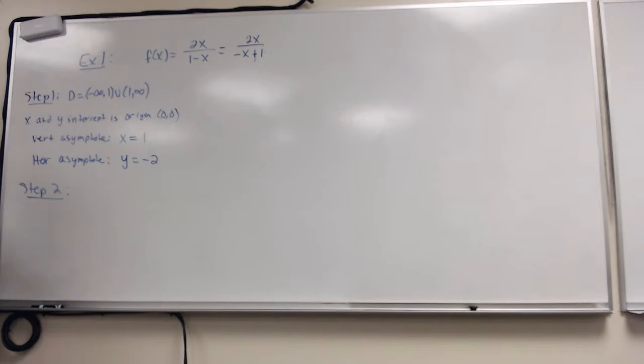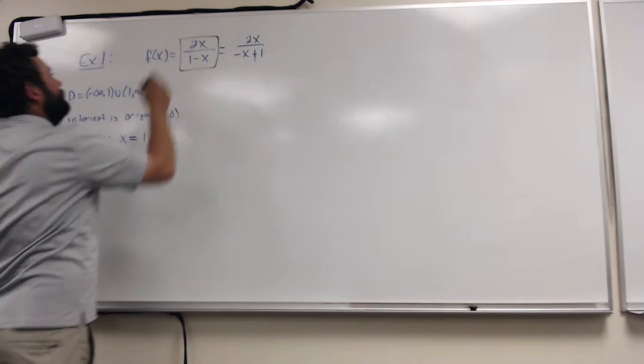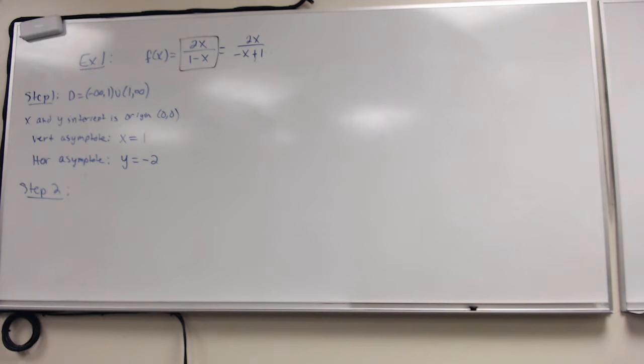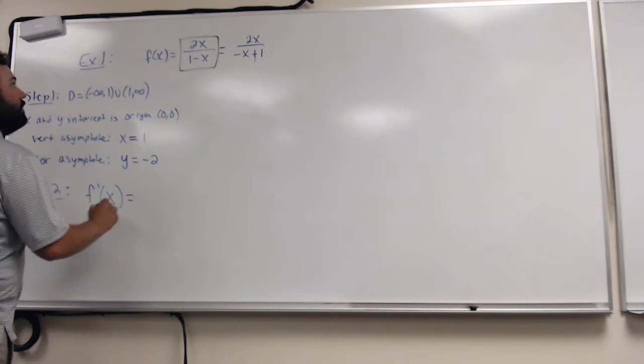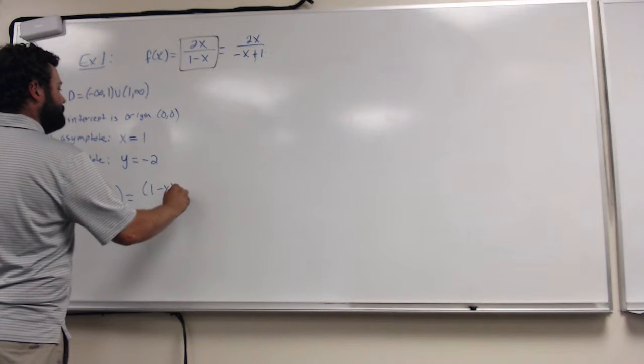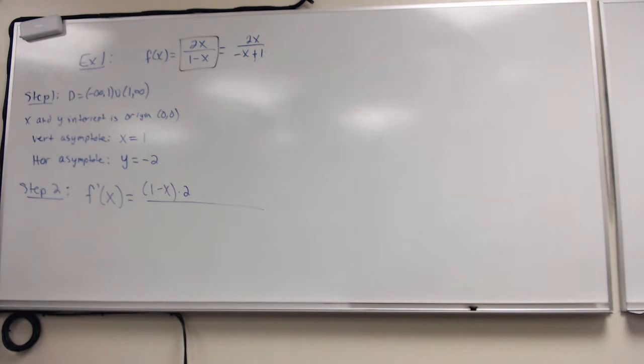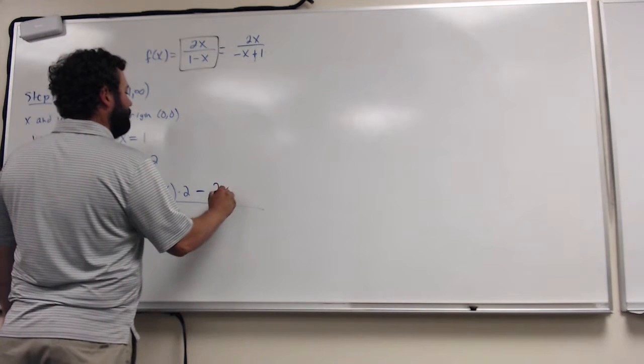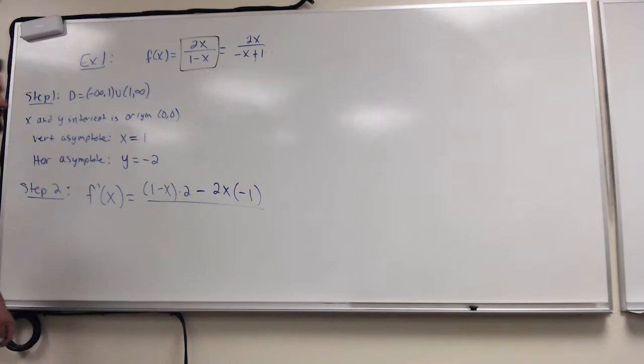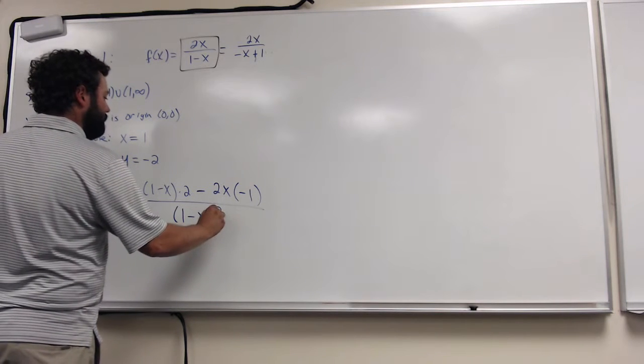This is to analyze the derivative. When I take the derivative, I'm going to keep it in this form, and we're going to have to use the quotient rule. And now the simplifying part is going to be a little bit more involved as well. So f prime of x is going to be the bottom function times the derivative of the top. So 1 minus x times 2 minus the top function times the derivative of the bottom, which is -1. And then we always divide by the bottom function squared.